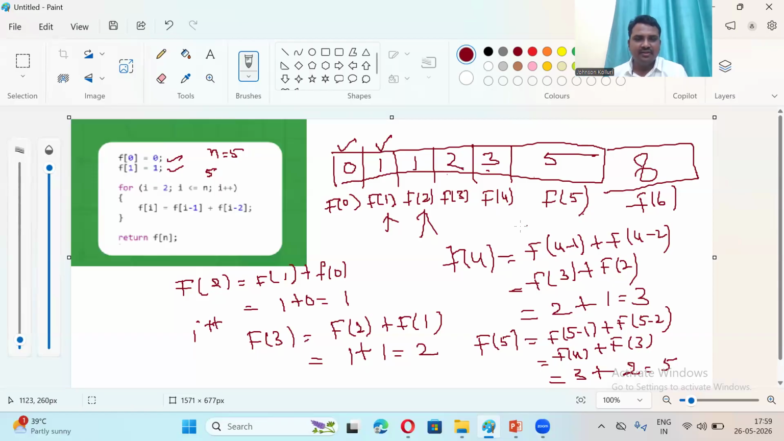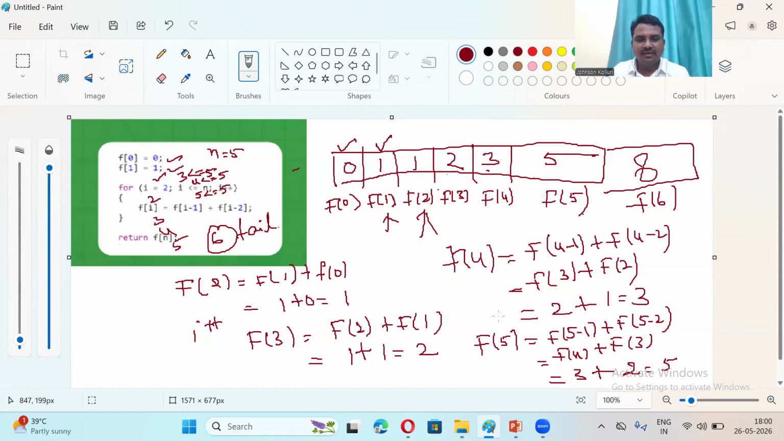Then the loop runs while i is less than or equal to n. Here i equal to 2 is successfully executed. Then i equal to 3, less than 5, will be executed. Next 4 less than or equal to 5, successfully executed. Then 5 less than or equal to 5, successfully executed. When it becomes 6, it fails. Then you will get the value of these.